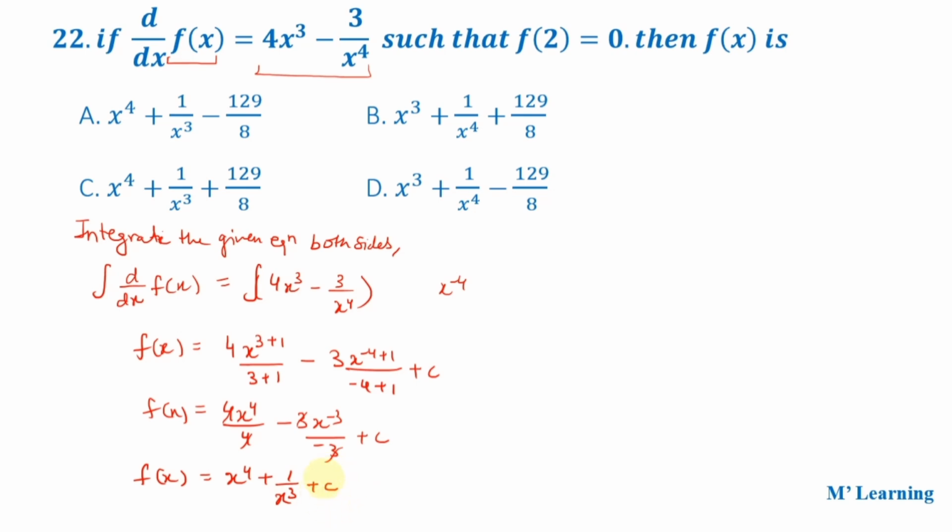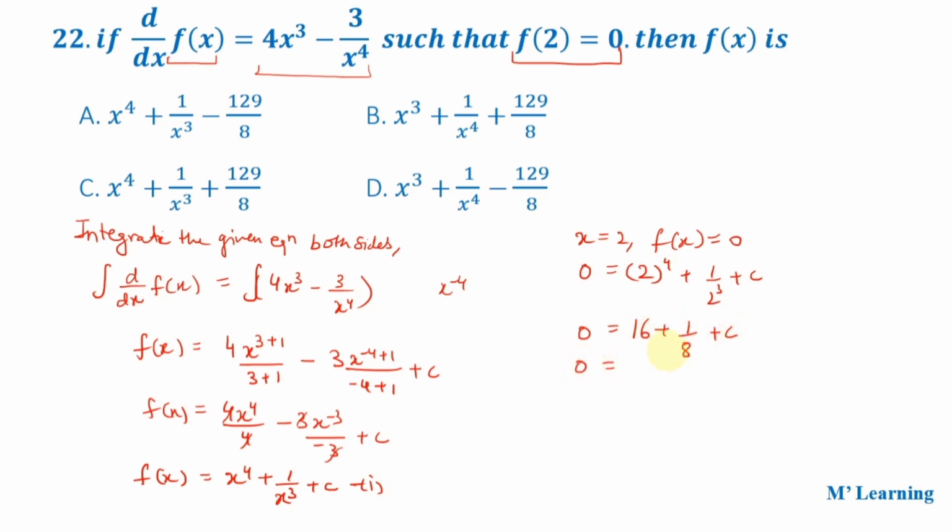Now we have to find this value c. उसके लिए हमें given है that f of 2 is equals to 0. So we'll just put x की जगह पे 2 और fx की जगह पे 0, because उसने बोला है कि when x is 2 और fx is 0. So ये values हम अपनी equation 1 में यहाँ put कर देंगे. So we get 0 equals to 2 to the power 4 plus 1 upon 2 cube plus c, which is 2 to the power 4 is 16 plus 1 by 8 plus c.